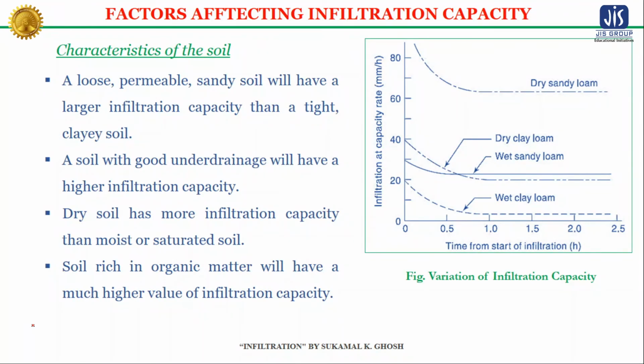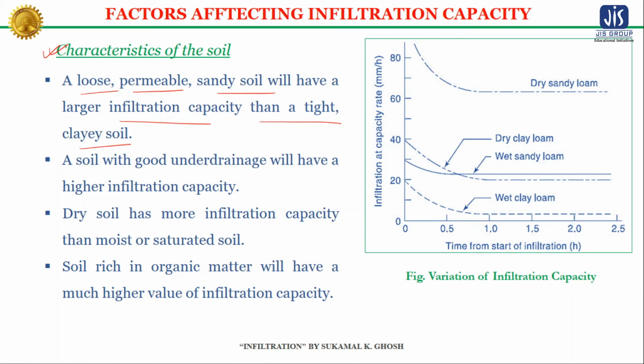So the first factor that affects the infiltration capacity is the characteristics of the soil. So the type of soil, such as whether it is sand, silt or clay, and their various characteristics like texture, structure, permeability and the under drainage affect the infiltration capacity. So a loose permeable sandy soil will have a higher infiltration capacity than a tight clay soil. This is because the permeability of sandy soil is higher compared to a tight clay soil. It means the more the permeability of soil, the more the infiltration capacity.